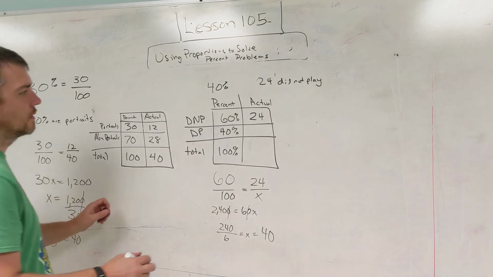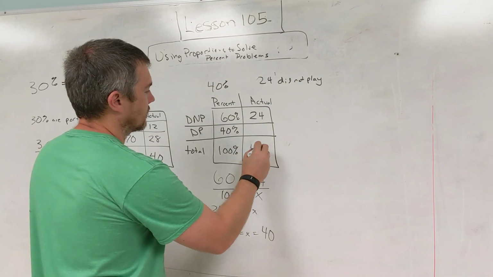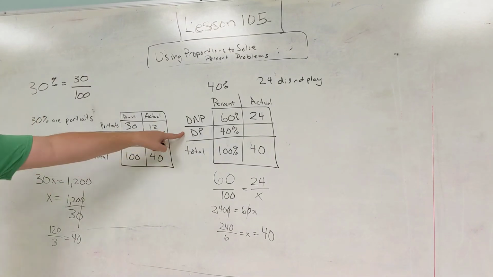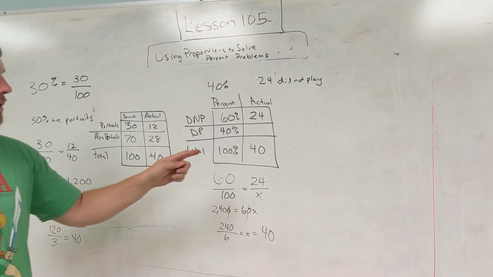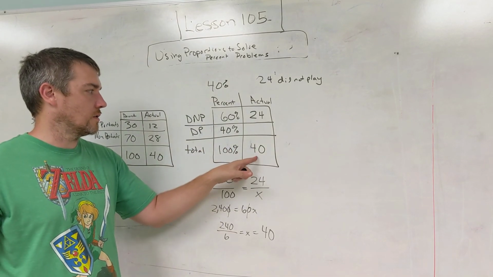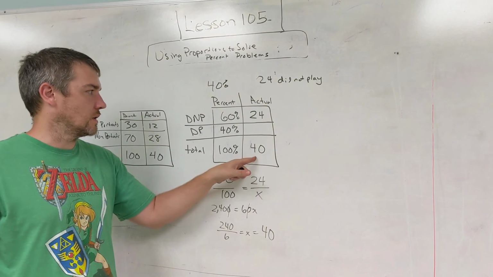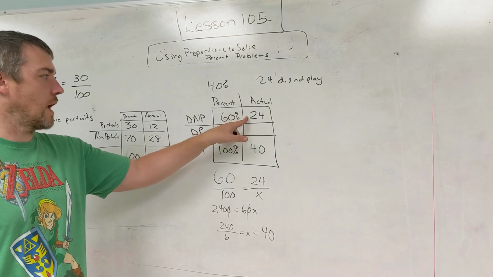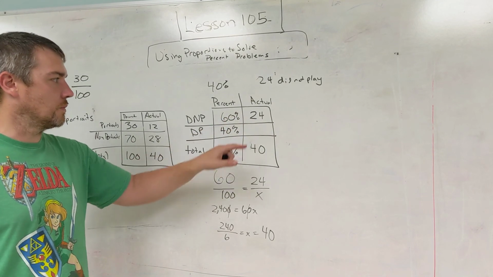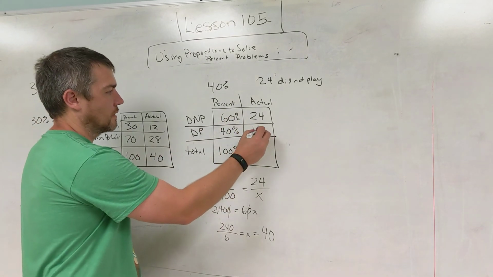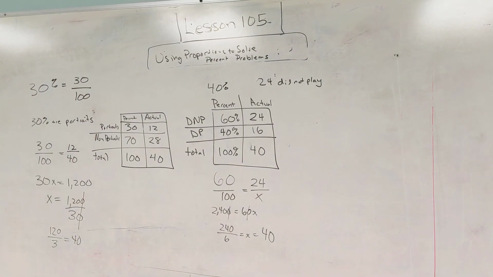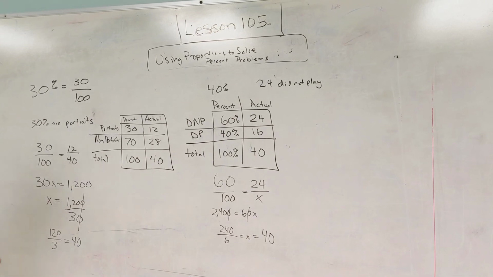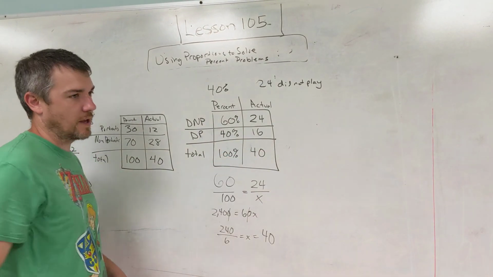So now I know our total here is going to be 40. Now I can find the number that did play. I could cross multiply again if I wanted to, but we can also use the total and subtract the actual that did not play from the total, and we're going to get 16 here. So we did find that 16 members did play in the game.